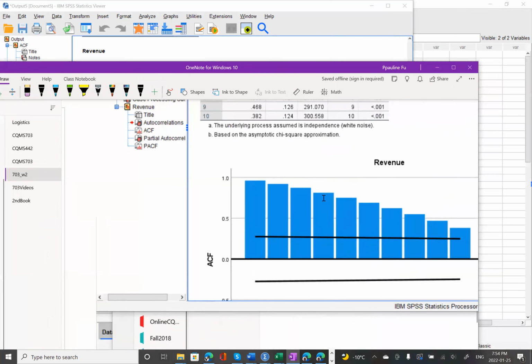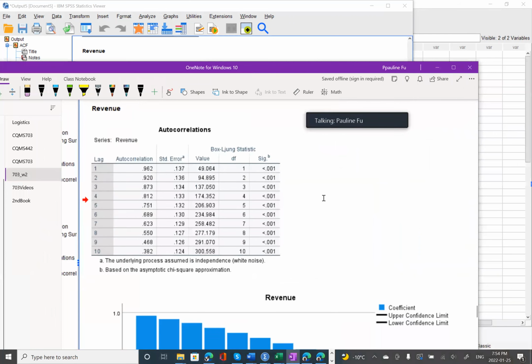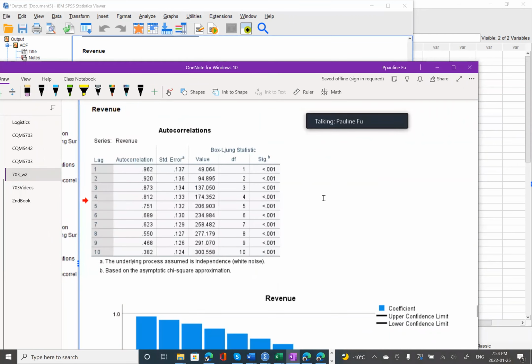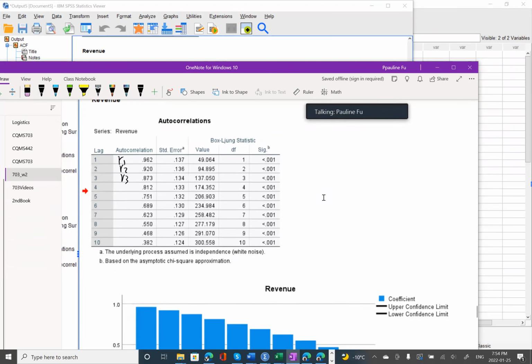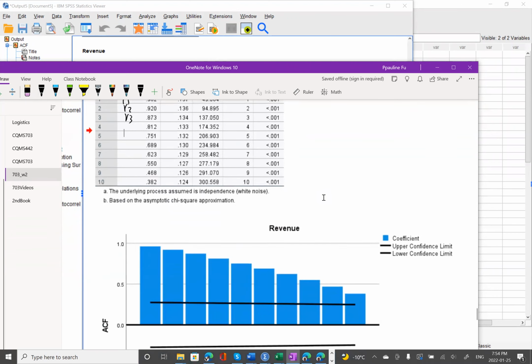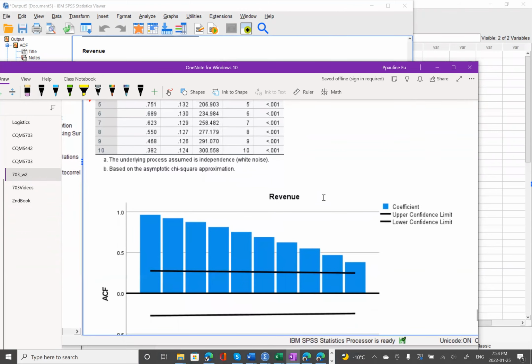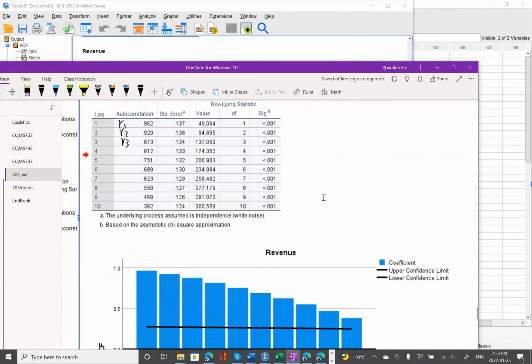And once you have this data, so what? So let's analyze this data. This is R1, R2, R3, etc. Those numbers are very big. Those numbers are significant because they are far away from zero. That's an indicator the data has the trend. If autocorrelation is significant, it has the trend. That is from the number.